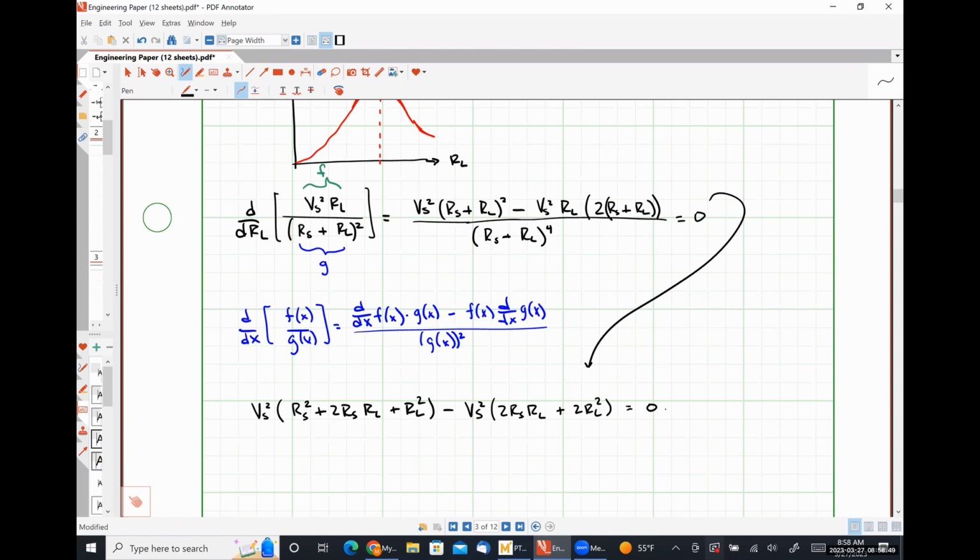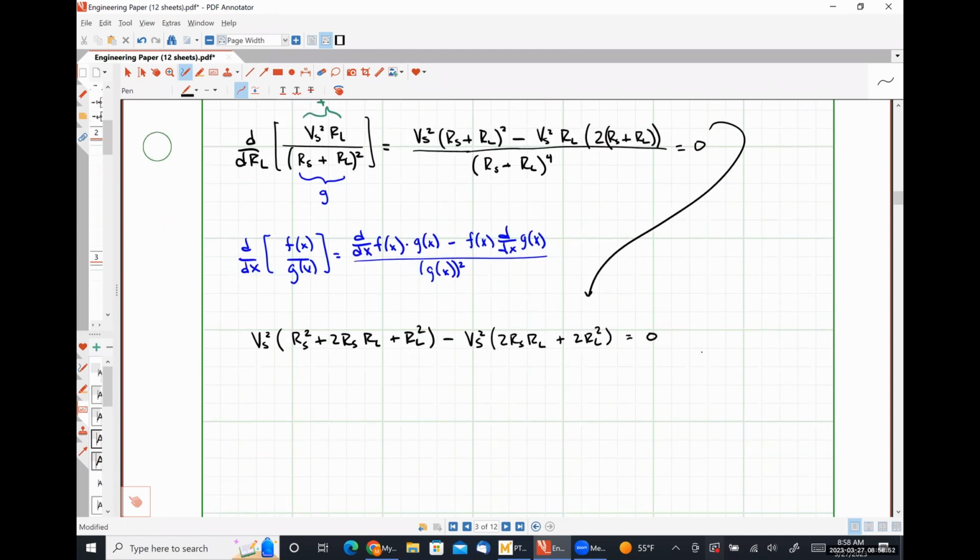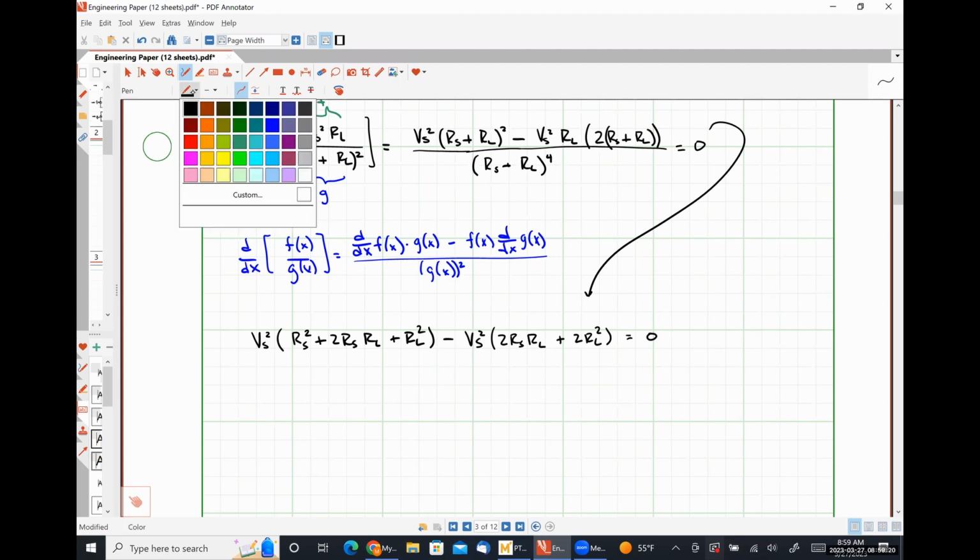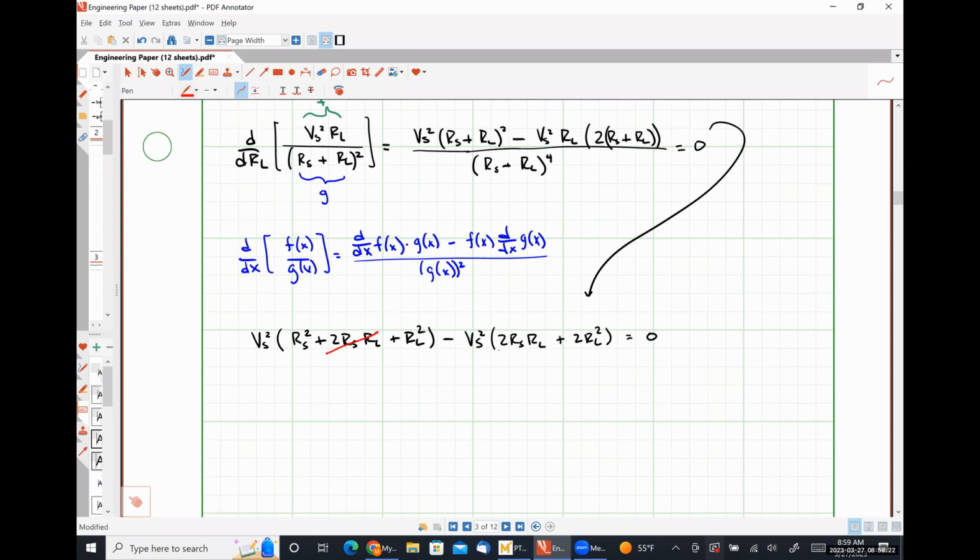So let's figure out what here is going to cancel out, right? There appears to be a VS squared times 2 RS RL with a positive sign from the left-hand part, and there appears to be a VS squared times 2 RS RL with a negative sign in front of it on the right-hand bit. So I believe that this bit and this bit are going to cancel each other out. Anybody have a problem with that?